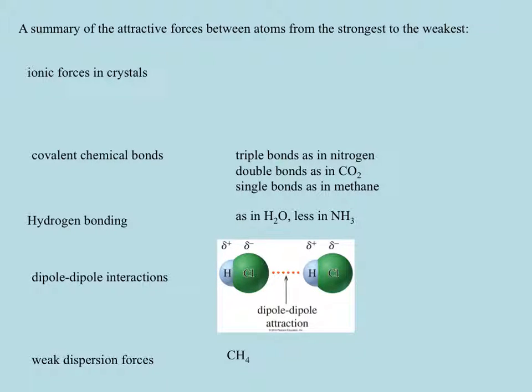Okay, so these forces that we're going to look at eventually tie in with what we're doing now. Here's a summary of the attractive forces between atoms. Ionic forces, for instance, between a sodium ion and a chloride ion. Covalent chemical bonds, so that would be, for instance, triple bonds as in nitrogen, double bonds in carbon dioxide, and single bonds in methane. So again, these are chemical bonds, and those are obviously forces of attraction.